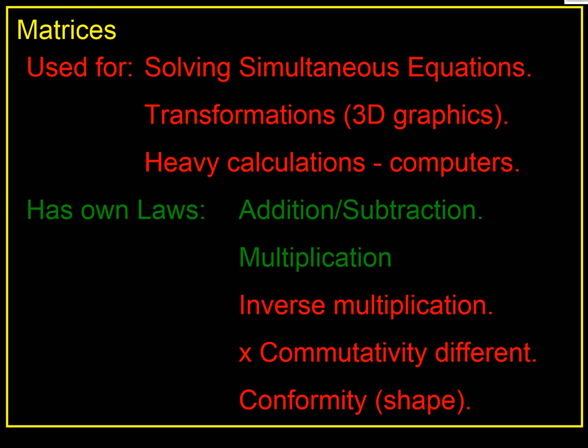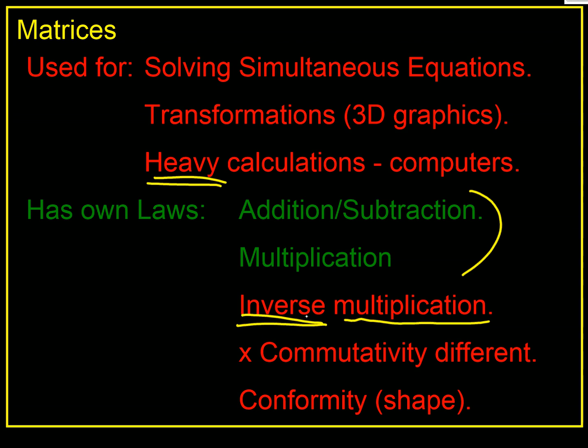So there we have it. We can use matrices for solving equations, doing transformations, and doing heavy calculations in computers with large amounts of data. It's got its own sets of laws, matrices, addition and subtraction. Basic multiplication look a bit like they do in just ordinary numbers, operations of 2 plus 3, things like that. But inverse multiplication, there's no such thing really as division, so we have to have an inverse multiplication instead.